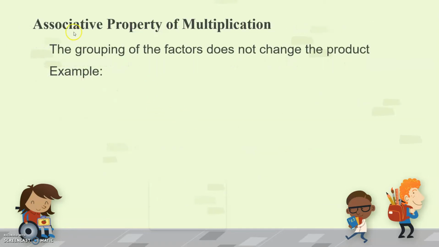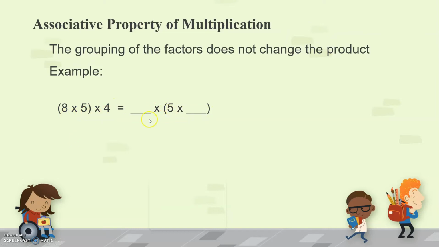Okay, next. Associative property of multiplication. So, kung kanina, yung sa associative and commutative property of addition, hindi magbabago yung sum, dito naman, the grouping of the factors does not change the product. So, same nung ginawa natin kanina. Kahit ano daw yung groupings or yung arrangement ng factors or numbers being multiplied, same pa rin dapat yung answer or yung product. Example, so we have 8 times 5 times 4 equals blank times 5 times blank.